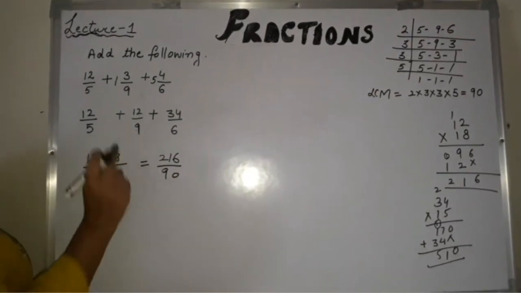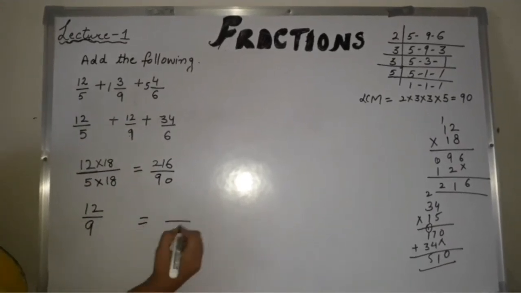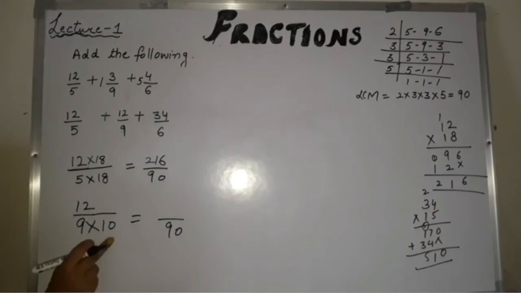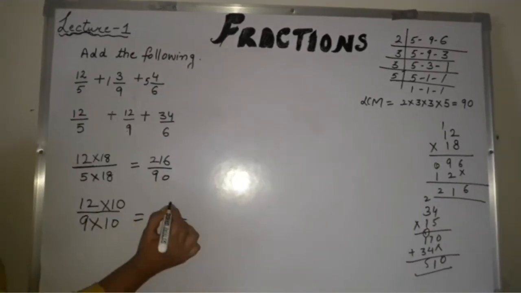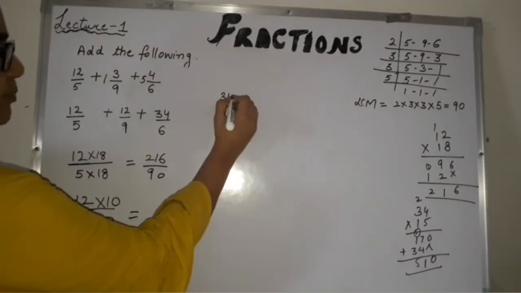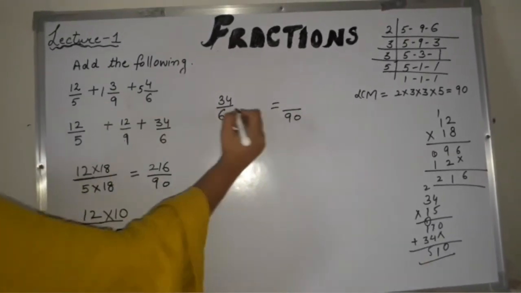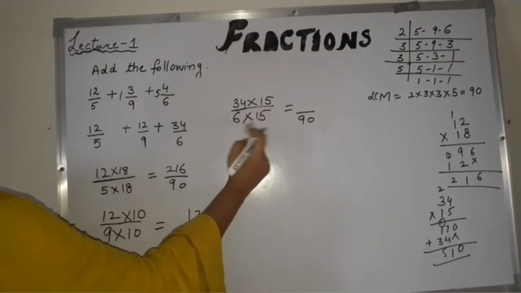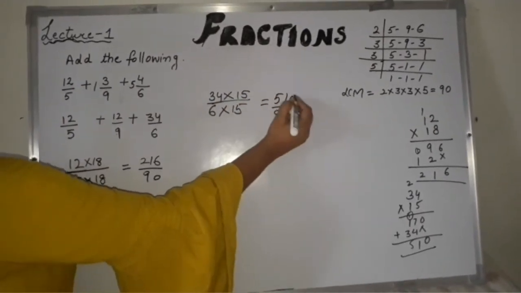Now similarly I will solve the next, that is 12 upon 9. Again I have to make 90 in the denominator. This is very simple, I have to multiply it by 10. If I multiply the denominator by 10, I multiply the numerator also by 10, and I get 120. And next I have 34 upon 6. Now again, what will I multiply? I will multiply by 15 with the numerator and denominator. 15 6s are 90, and 34 multiplied by 15, I get 510.